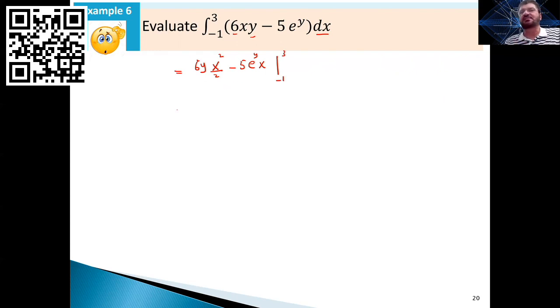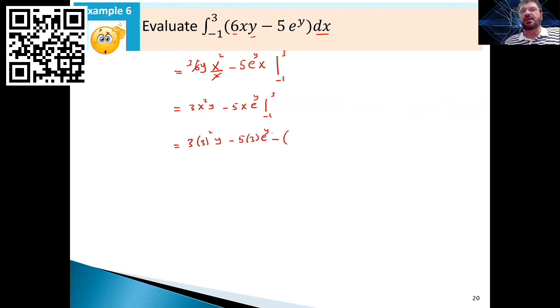Y is a constant, guys. This 2 with this one is a 3. So the answer is 3x squared y minus 5x e to the y from -1 to 3. We plug the 3 now for, don't forget, for x. So this is a 3. If I put 3 here, it becomes 3 squared y minus 5 times the 3 e to the y.